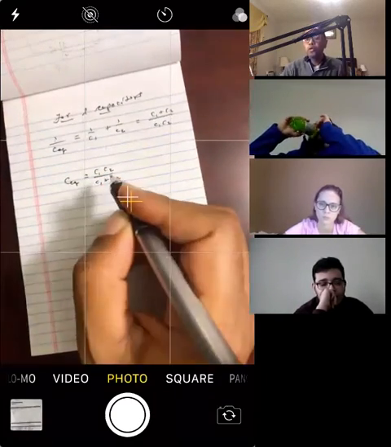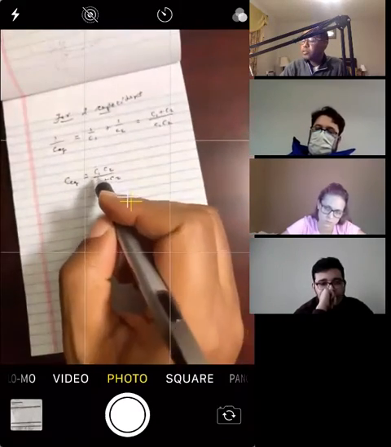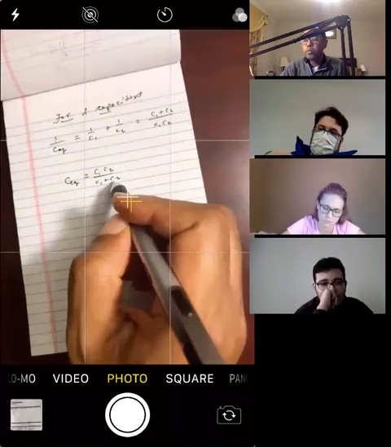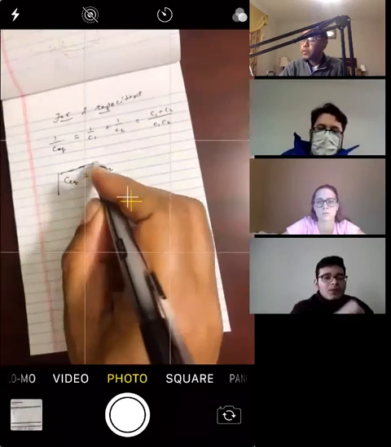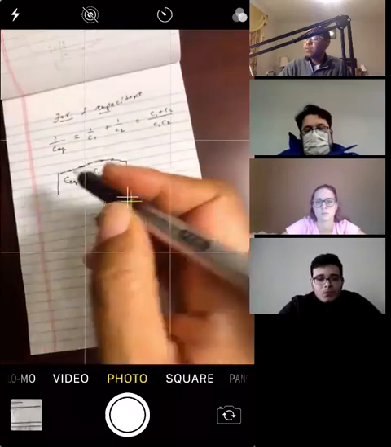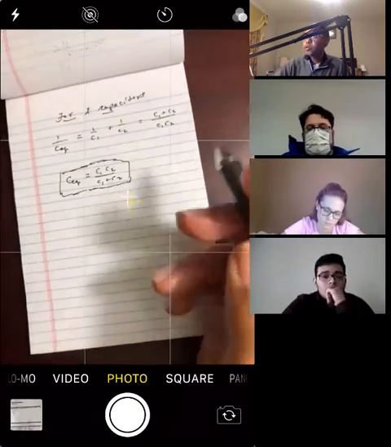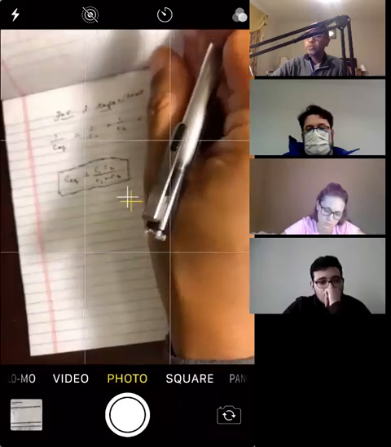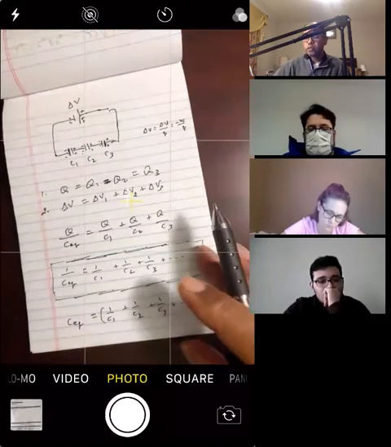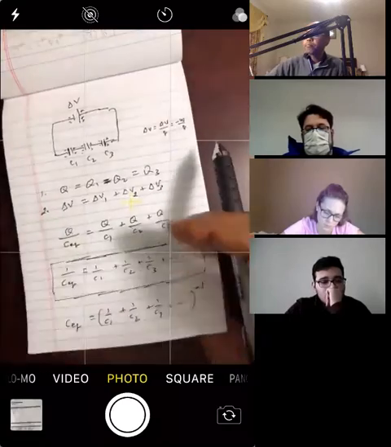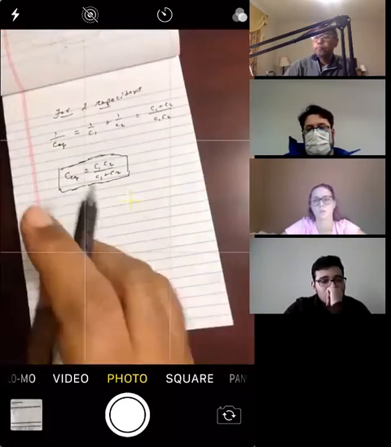But this is true only for two capacitors. If you've got three capacitors, you cannot say CEQ equals C1 C2 C3 over C1 plus C2 plus C3. This formula is only for two capacitors, okay? So this formula gives you the equivalent capacitance of two capacitors, but if you have more than two capacitors, you've got to use this general formula over here to find the equivalent capacitance. All right. Maybe let's consider an example.